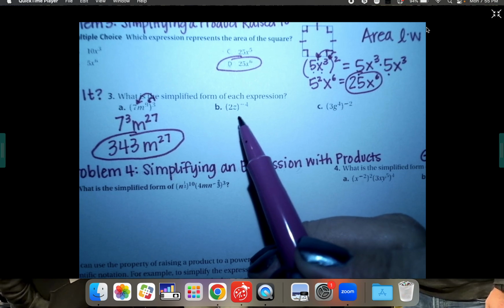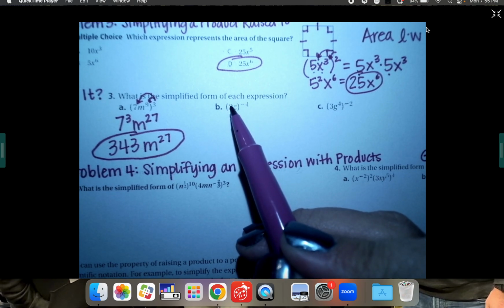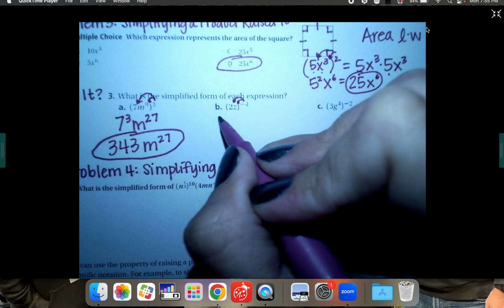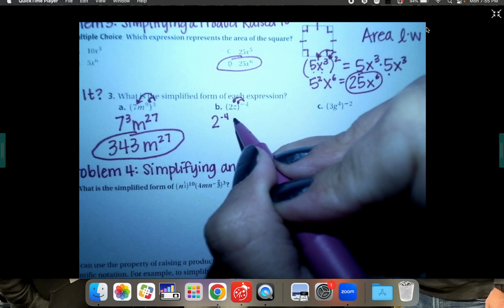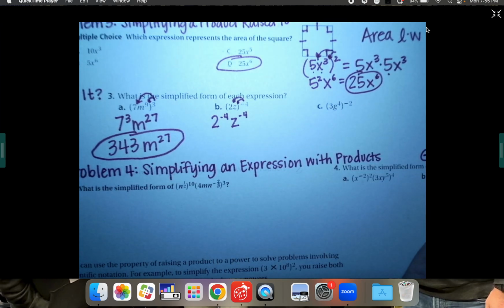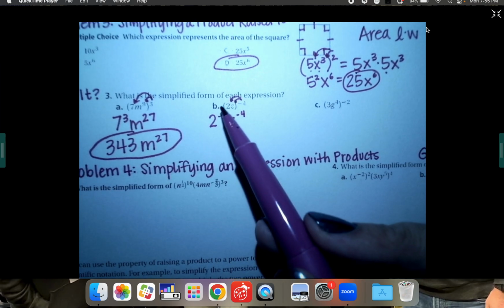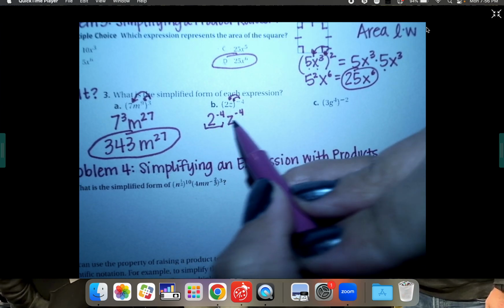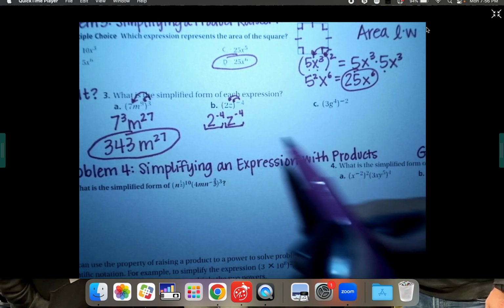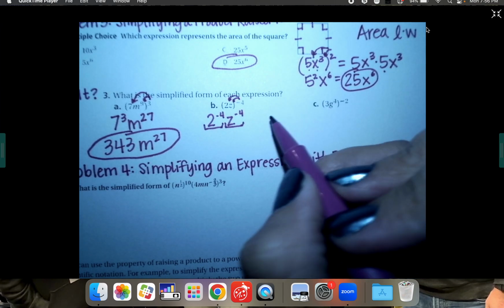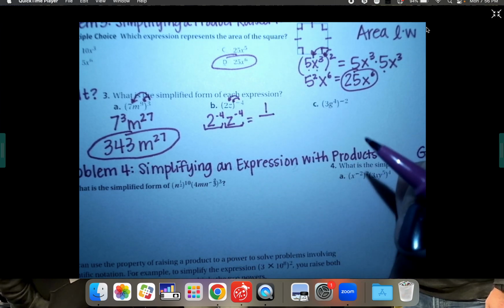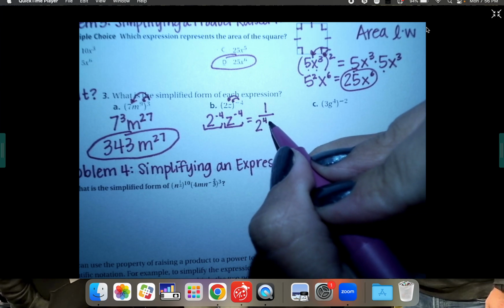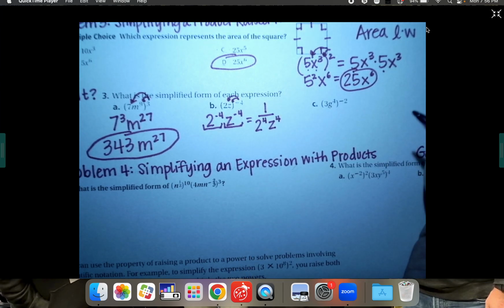All right, let's try B. -4 goes to the 2, and it goes to the z. So we've got 2 to the -4th, z to the -4th. Okay, let's remember you can't have negative exponents. So both this term and this term are going to flip to the bottom under a 1 as a numerator. Then it's going to be 2 to the now +4th, z to the now +4th.